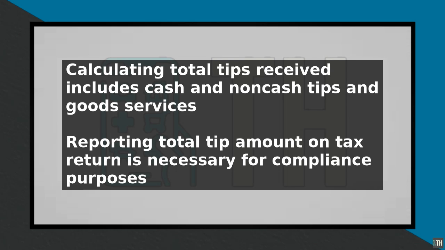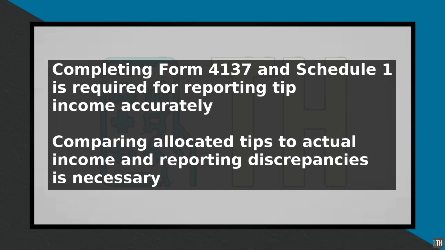It is also important to note that your employer may allocate a portion of your sales or receipts as tips, and this amount will be reported on your W-2 form. You will need to compare this amount to your actual tip income and report any discrepancies on Form 4137.